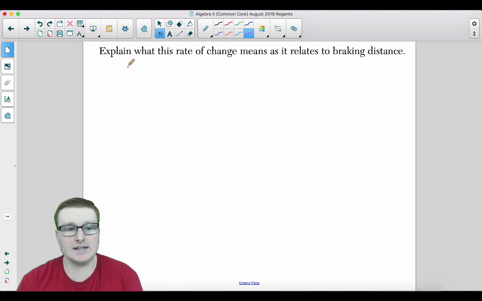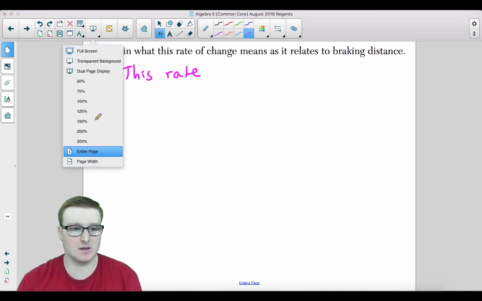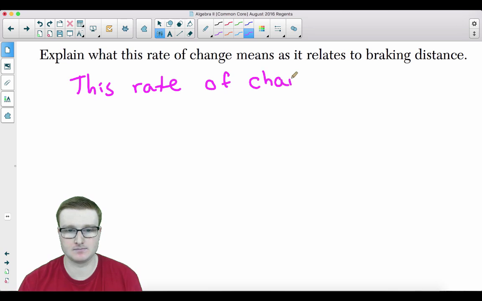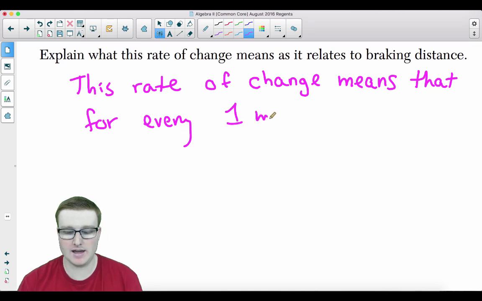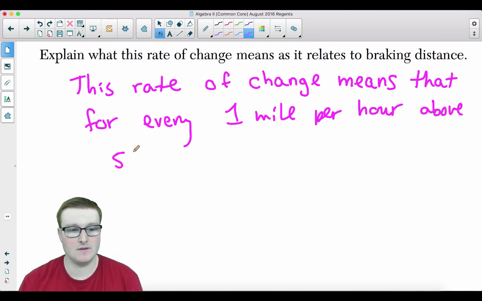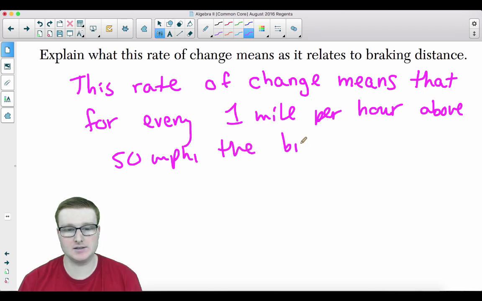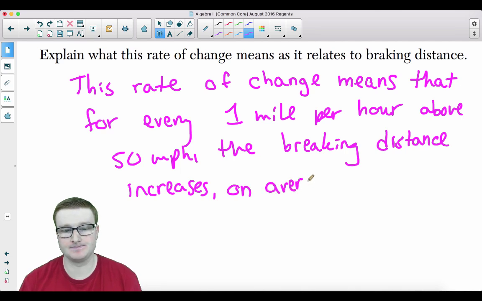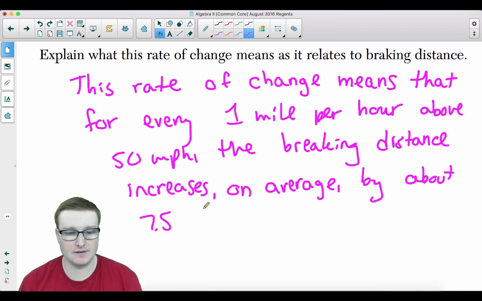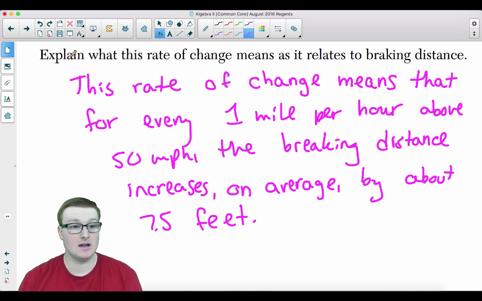So all you got to say is this rate of change means that for every 1 mile per hour above 50 miles per hour, the braking distance increases on average by about 7.5 feet. And that is it. That's how you do it. Not too bad of an explanation.